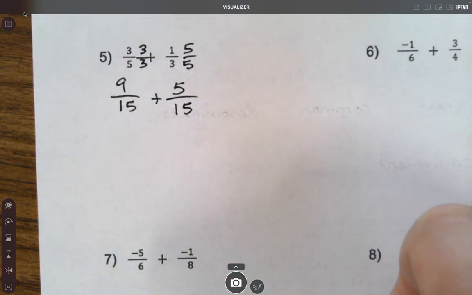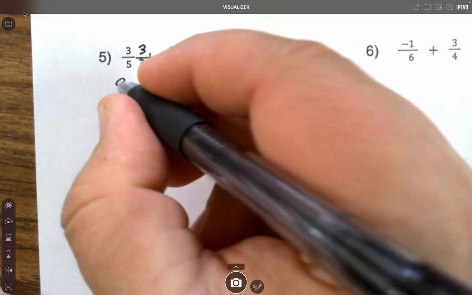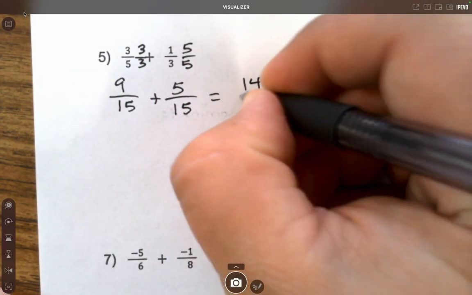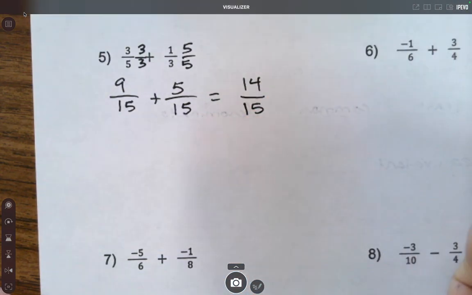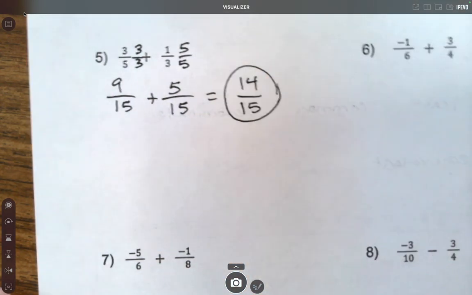Now that they have the same denominators, I can combine them. So 9 plus 5 is 14. I keep the denominator the same. And there's no way to reduce that, so that's my answer.